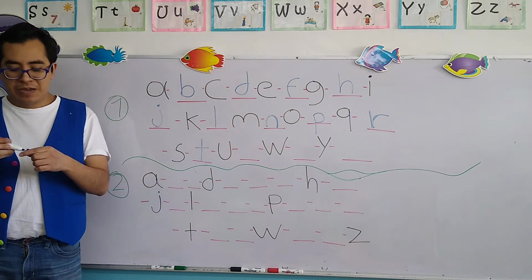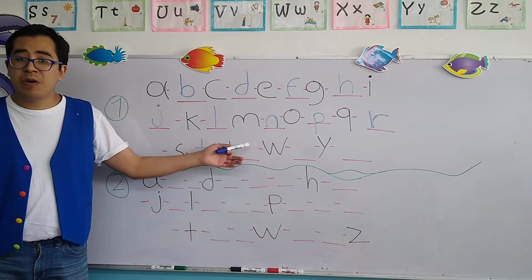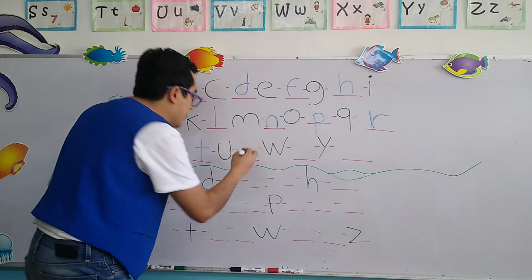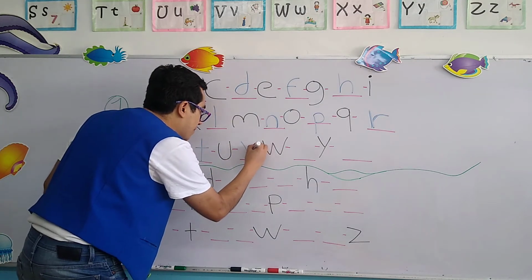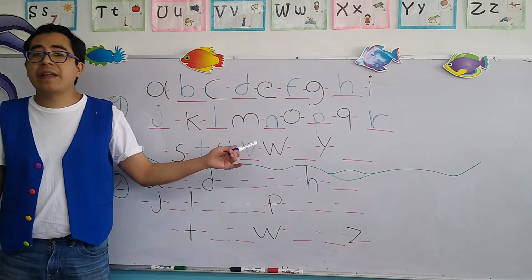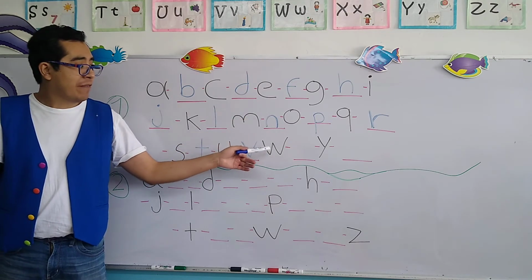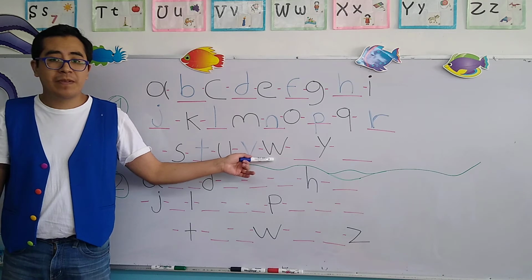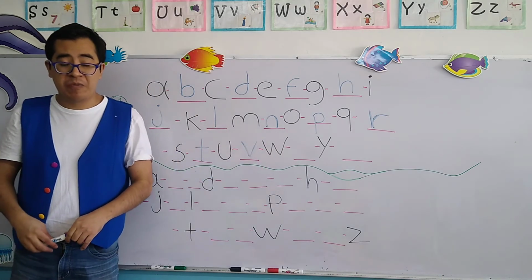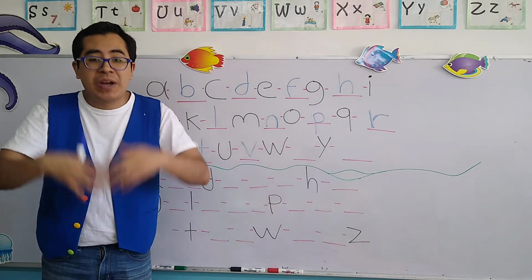After small t, small u of unicorn. After small u of unicorn, small v. Small v, very good. Now, after small v, what's the next letter? Small w. Okay, after small w, small x of X-ray fish. Do you remember the X-ray fish? The fish that we can see what's inside.